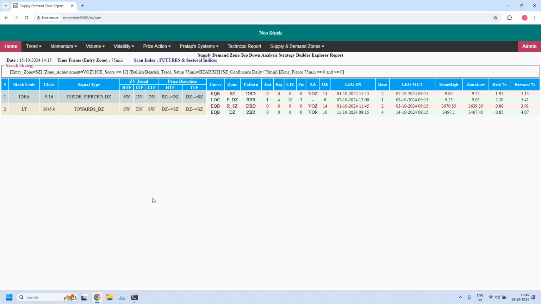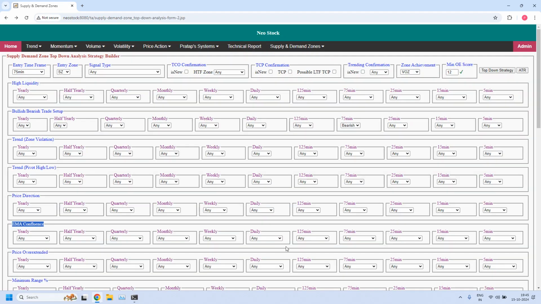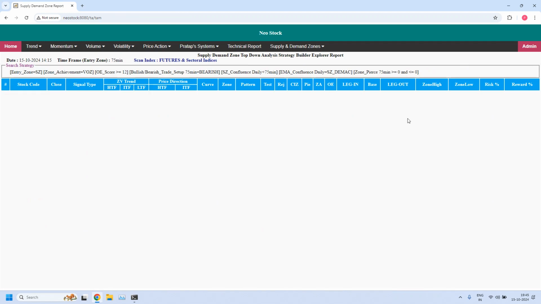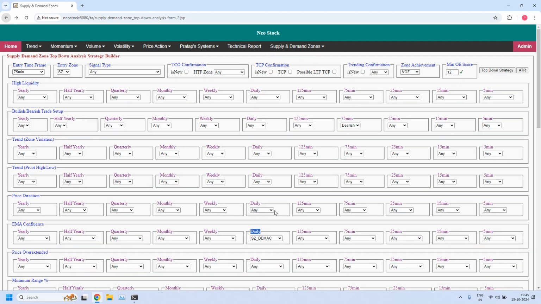If the daily trend is downtrend, and if any of these stocks are having daily EMA confluence, it is an even more high probability setup. So let's verify EMA confluence at daily time frame, daily supply zone with daily EMA confluence. We are looking for supply zone with EMA confluence. So none of the stocks are having it, no problem.